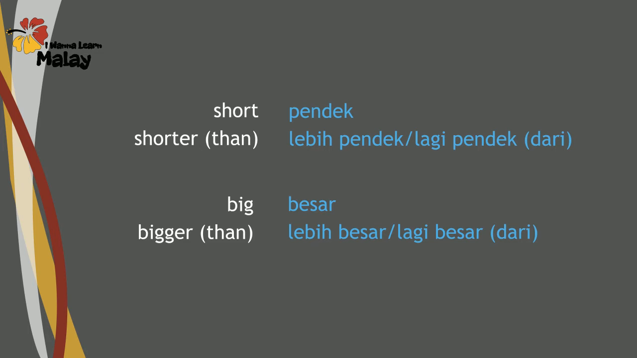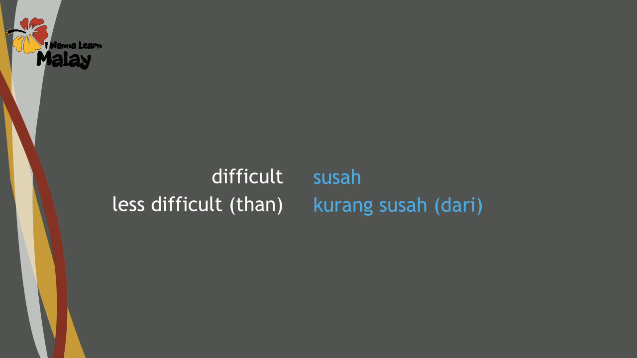And if it's the opposite, for example, if something is less difficult, difficult in Malay is susah, so less difficult is kurang susah. Now those are to express preference or to compare.